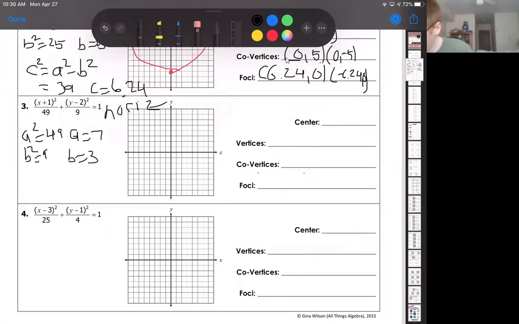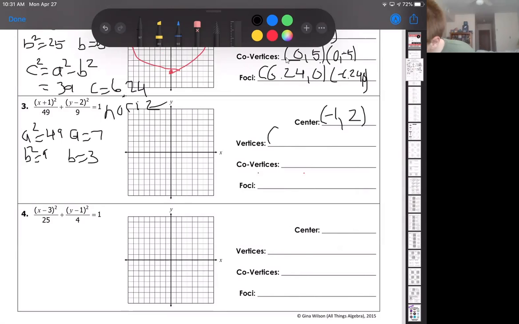So our center, though, if you look, is not going to be at 0, 0, because it's x plus 1 squared, y minus 2 squared. So it's kind of like a circle. You pull out your h and your k, so it's kind of opposite signs. So your center would be -1, 2. So when we're finding our vertices, we're going from this center. Since it's horizontal, it's longer this way, so we're going to take the 7 and modify the x value of the center. I'm going to add 7 to -1, and I'm also going to subtract it from -1.